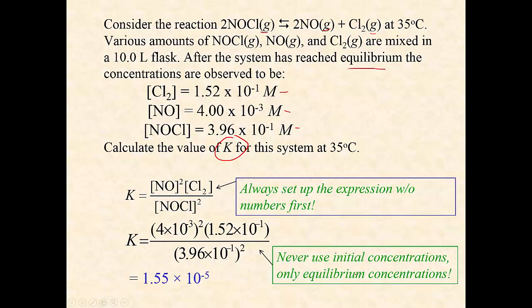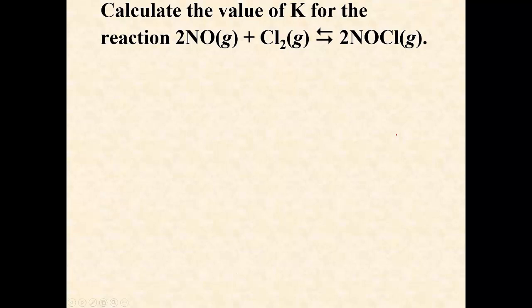And again, we don't worry about units because big K doesn't have any units. So you've just calculated an equilibrium expression. Okay, now look at how this problem can start changing. So we have our initial. Now it wants me to calculate a K for this reaction.